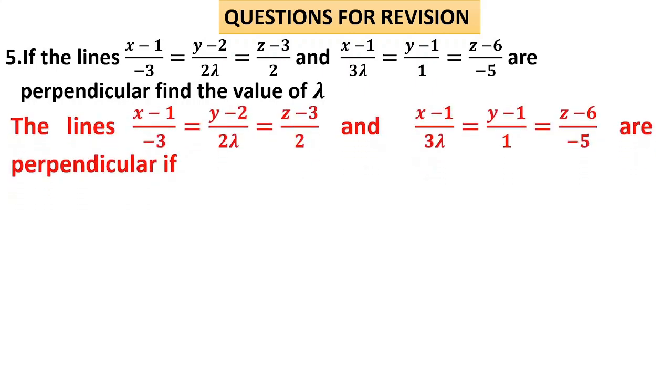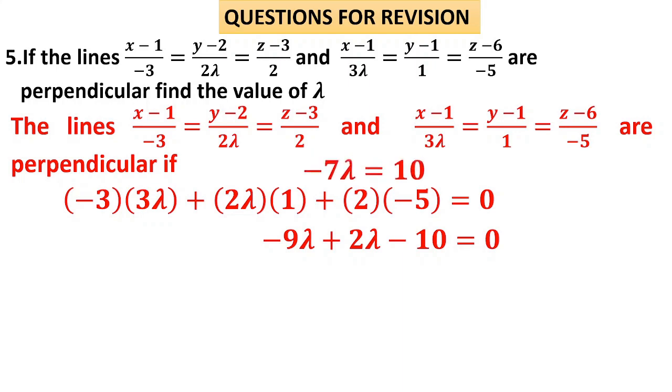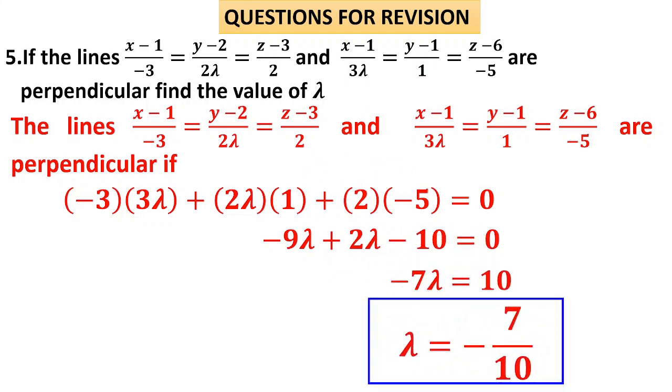These are the given lines. We know that they are perpendicular if the sum of the product of the direction ratios is zero: minus 3 into 3 lambda plus 2 lambda into 1 plus 2 into minus 5 is equal to 0. Therefore, I got minus 9 lambda plus 2 lambda minus 10 is equal to 0. Minus 7 lambda is equal to 10. Therefore, lambda is equal to minus 10 by 7.